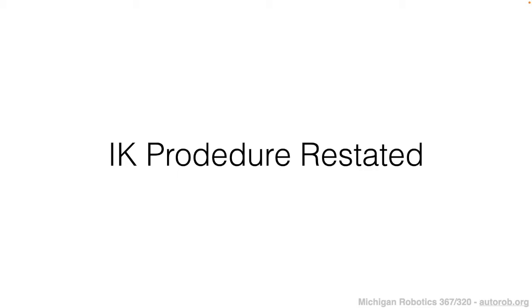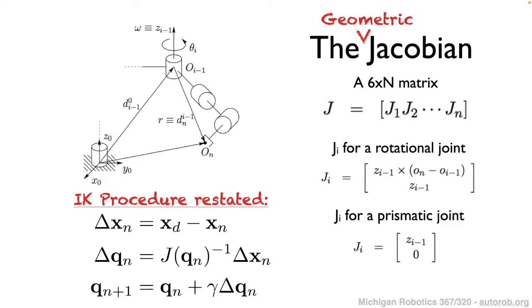Now that we're familiar with the geometric Jacobian and the properties of the Jacobian, let's go back and restate the inverse kinematic procedure with this new understanding of the Jacobian matrix. Just as a refresher, we've got this 6xn Jacobian where each column corresponds to one of the degrees of freedom and represents the relationship between an angular velocity of our joint configuration and the corresponding velocity, either in the linear term or the angular term, for our end effector.